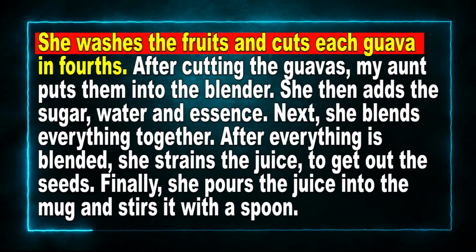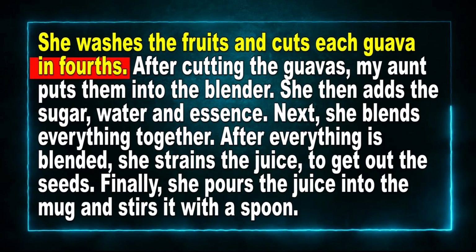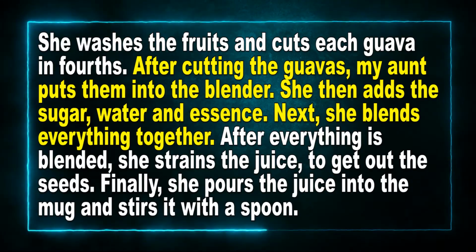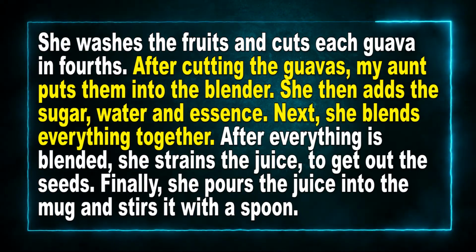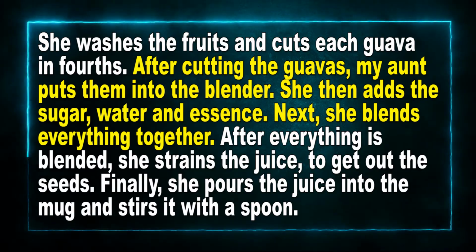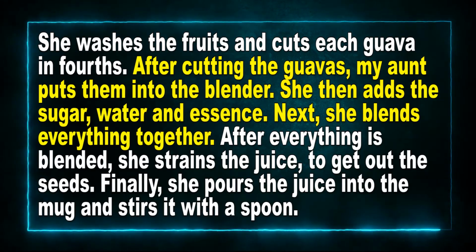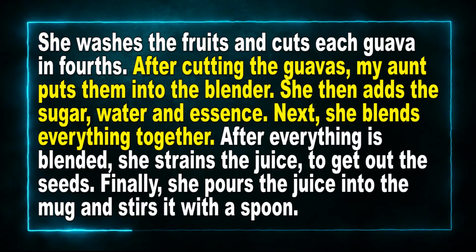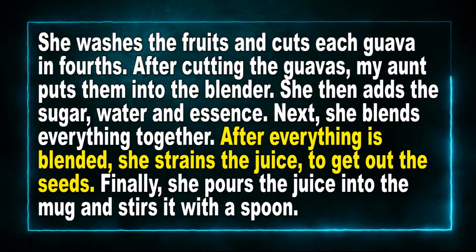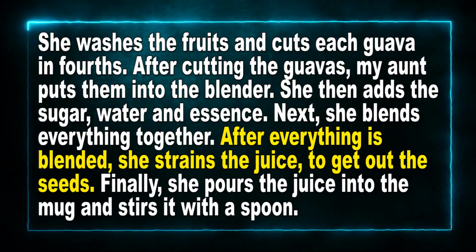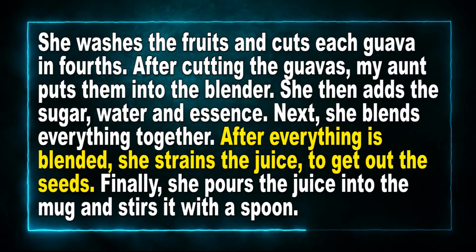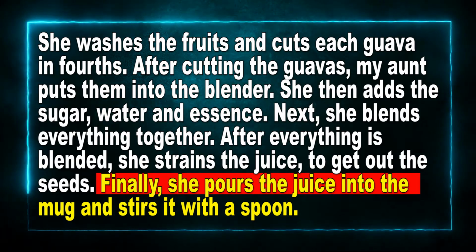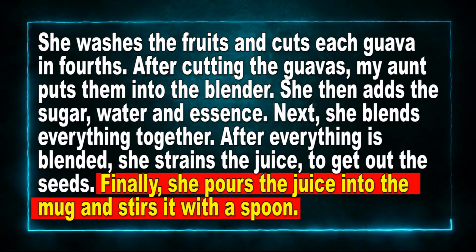She washes the fruits and cuts each guava in fourths. After cutting the guavas, my aunt puts them into the blender. She then adds the sugar, water, and essence. Next, she blends everything together. After everything is blended, she strains the juice to get out the seeds. Finally, she pours the juice into the mug and stirs it with a spoon.